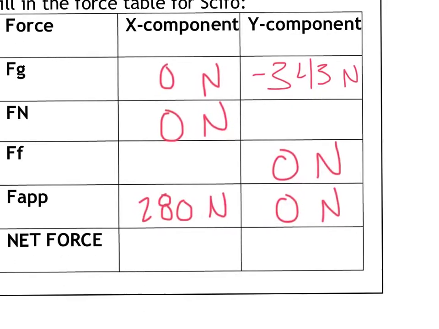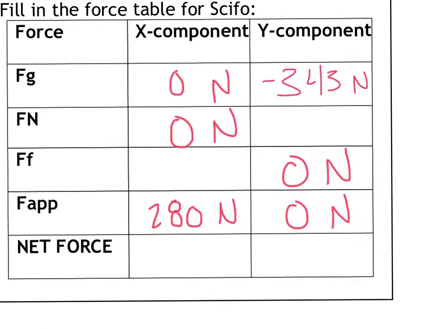Looking at our table, we know that there's no net force in the y direction because the skier is not going to be accelerating up or down. So because he's going to be traveling at a constant velocity in the y direction, the net force will be 0 newtons. Once we have that, we realize that the normal force is just going to be the opposite of gravity to balance the forces out.